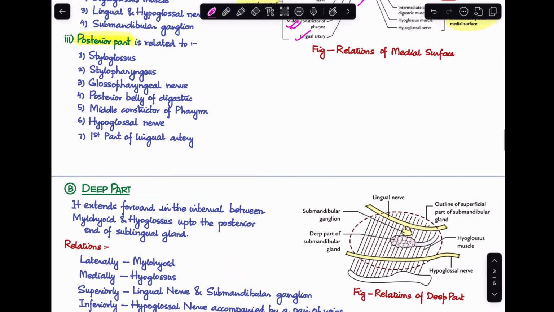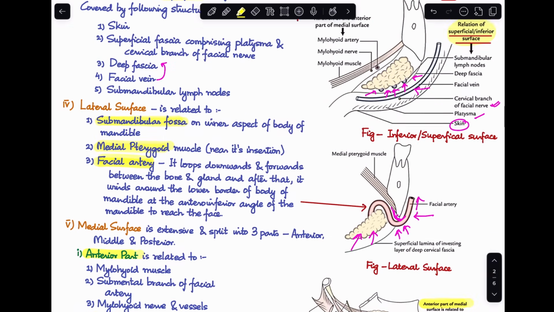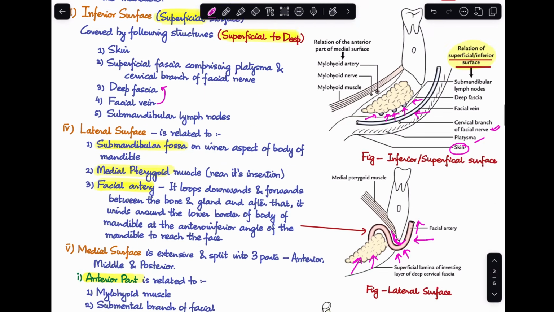Next, let's talk about the deep part of the gland. Now, the deep part lies deep to the mylohyoid muscle. So it extends forward in the interval lying between the mylohyoid and the hyoglossus muscle up to the posterior end of the sublingual gland. We had seen in the image before. Here, you can look over here. This is the deep part, and this is the sublingual gland. That's where it extends. It lies in between the mylohyoid muscle over here and the hyoglossus muscle, and it extends towards the sublingual gland.